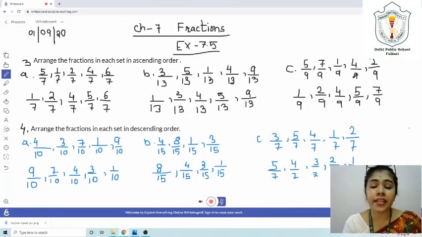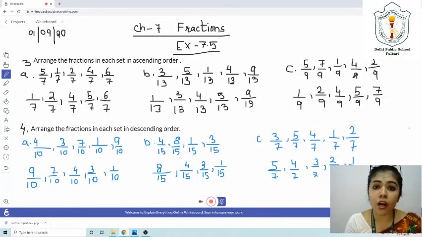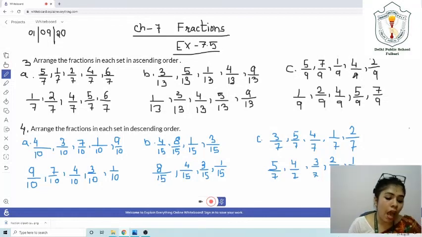Now children, with this we come to the end of this chapter, that is fractions. In your next audio-visual class, we'll start with the chapter that is measurement of length. And children, I hope you have all got your syllabus, and I request you to keep practicing. The more you practice, the more perfect you become, because every time I tell you, practice makes a man perfect. So children, that was all for today's class, and we have ended with chapter 7, that is fractions.